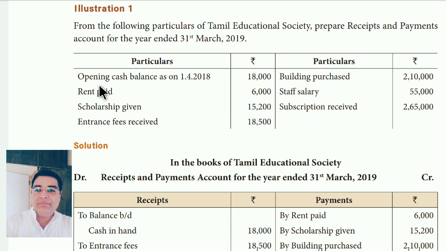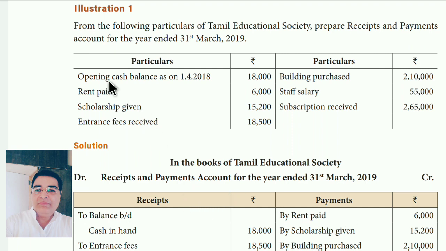Now receipt means anything we received, we have to write in the receipt side, means debit side. Anything we paid, we have to write in the payment side. Receipts and payment is nothing but the cash book, like we studied in the 11th standard. So in the debit side, whatever we received, we have to write. Whatever we paid or expenses, we have to write in the payment side.